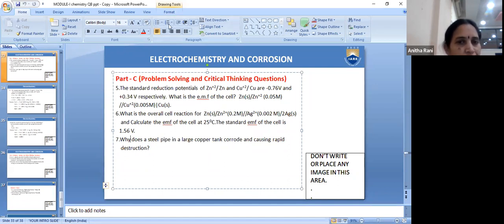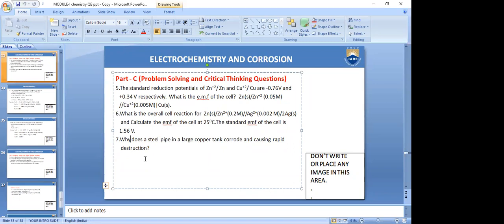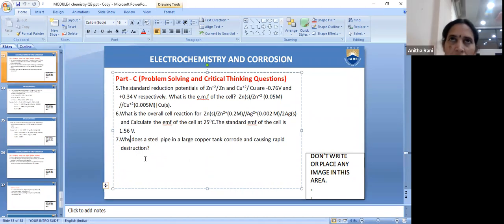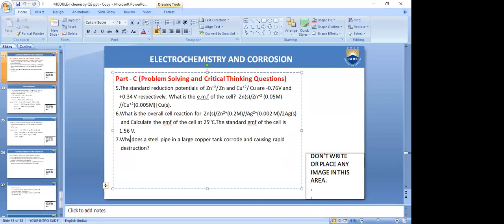What happens? Students? If there is a small anodic area and a large cathodic area, what is the reaction? Hello, students? What are you doing? Oxidation. Absorption of oxygen, corrosion, ma'am, basically.